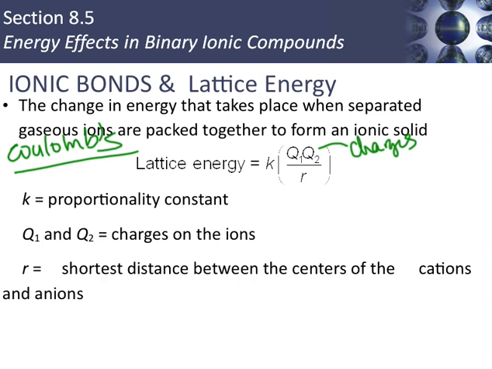So you take the charges of the two ions in this class and you divide it by the radius of the lattice. So let's look at sodium chloride. What would I have for sodium's charge?